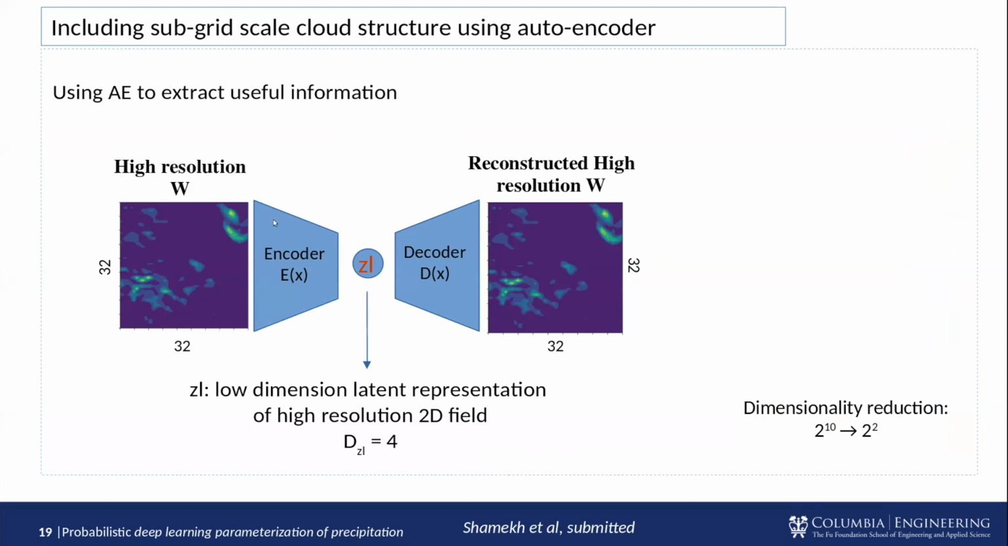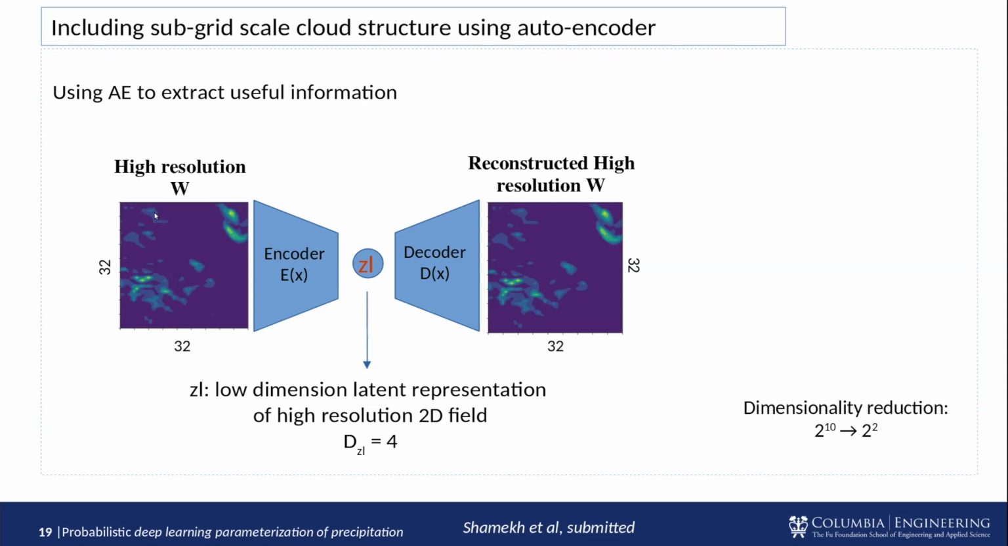high resolution field and maps it to a very low dimension representation that we call a latent representation. And then the decoder takes that low representation and maps it back to high dimension space. Now, we don't know what this org captures, this ZL, sorry, but we know that it has to capture enough information that can be used to reconstruct the original field.